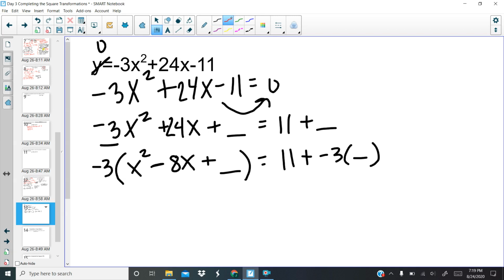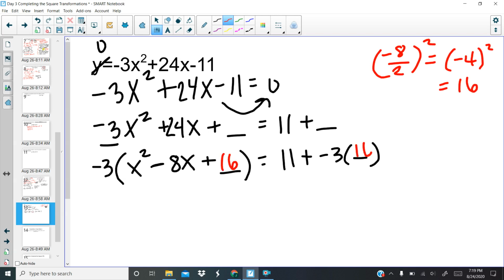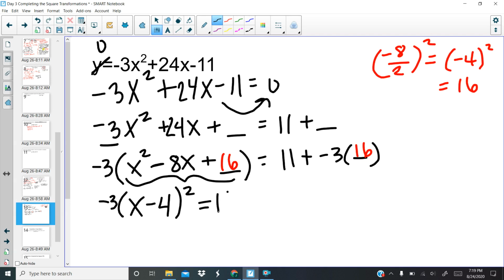So then to get the number to fill in the blank, I'm going to do negative 8 divided by 2 and square it. So that would be negative 4 squared, which is 16. So I'm going to fill in the blank with a 16 on both sides. And so then I would have negative 3 times, and I'm going to factor this. It should turn into x minus 4 squared equals 11 plus negative 3 times 16.